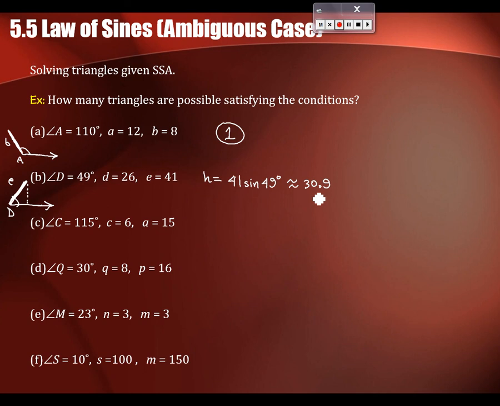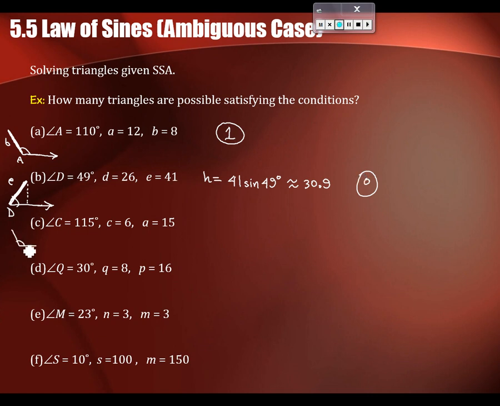No triangle, because D is 26 units. It doesn't even reach. We're in the T-Rex case. It doesn't work, doesn't fit, 0 triangles. You can write none. This one, if it had reached, then it would be 2, right? Yeah, if it was like 32 units or something. Exactly.